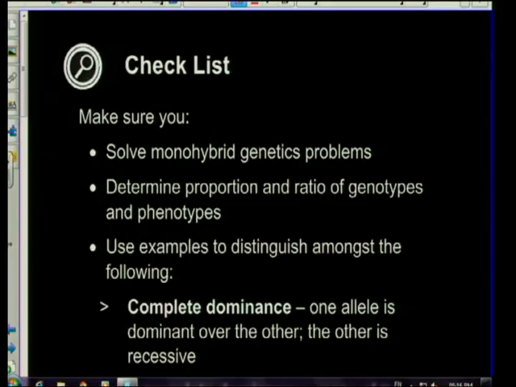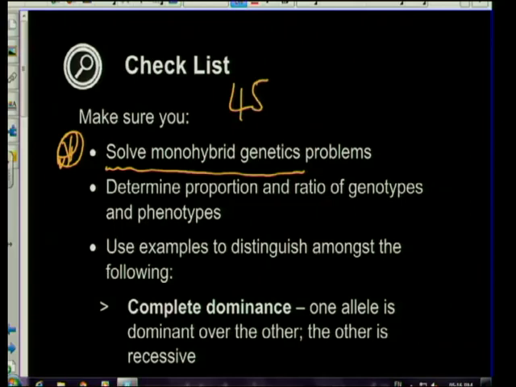So we're dealing with genetic problems. What must you know to do and what must you be able to do? You must be able to solve monohybrid genetic problems. And this is the core of this section. The more monohybrid questions you go over, the better your understanding is going to be, and the better your understanding, the more marks you're going to get. Genetics is plus minus 45 marks in the paper.